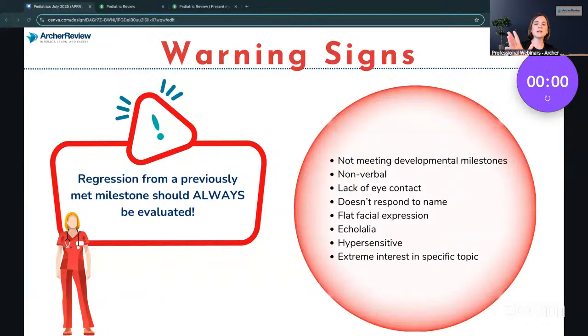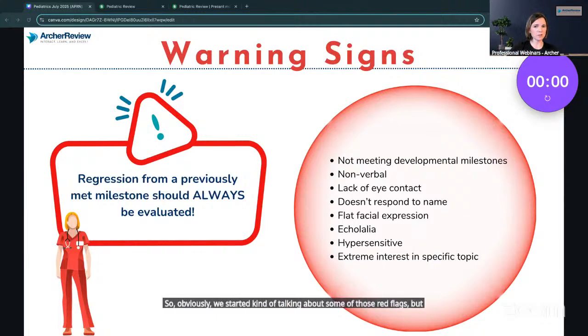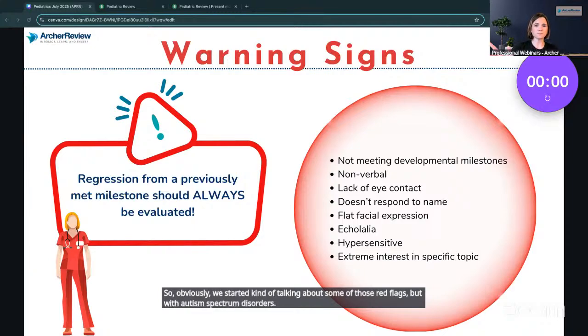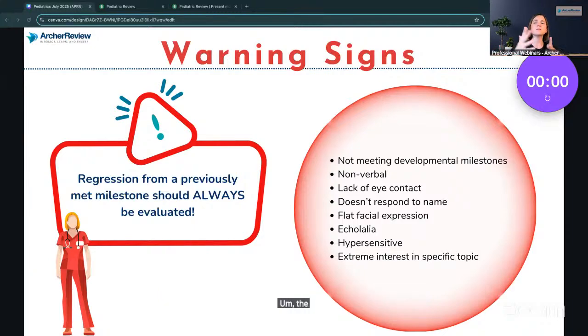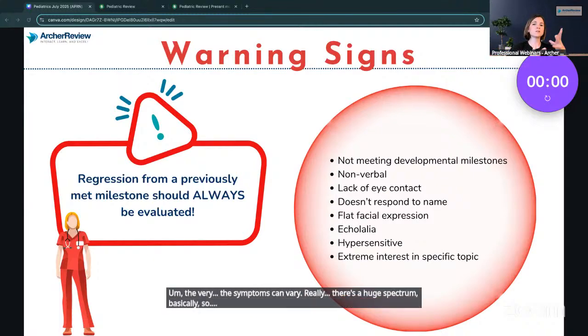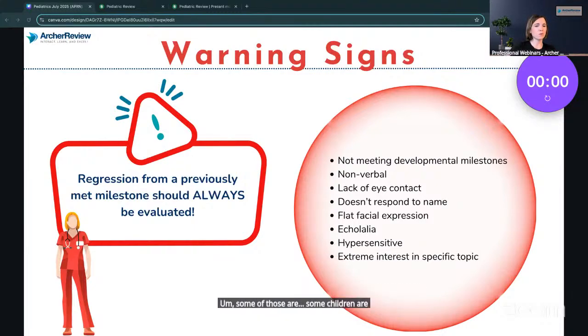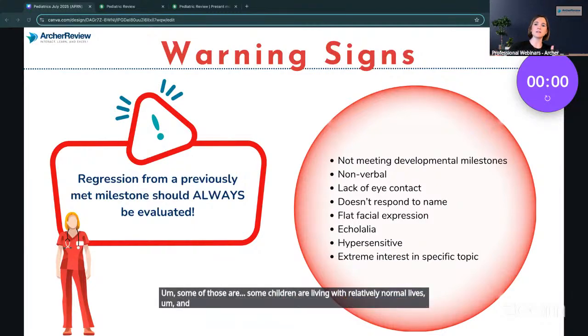A warning sign. This is a slide that's all about autism. So obviously we started kind of talking about some of those red flags, but with autism spectrum disorders, the symptoms can vary really. There's a huge spectrum basically. So some children are living with relatively normal lives, and then others have very severe symptoms. They're nonverbal, they may not be able to care for themselves.